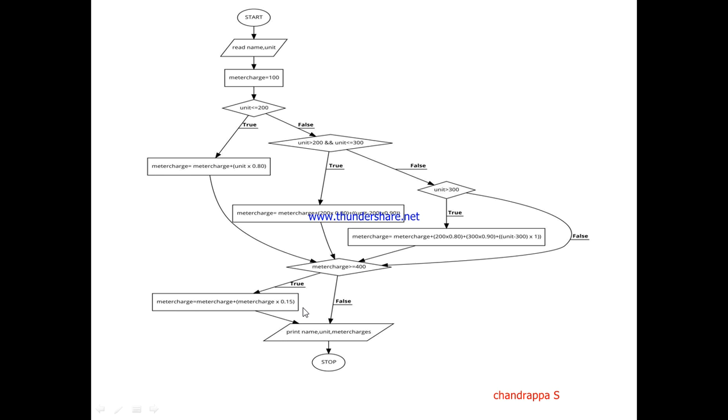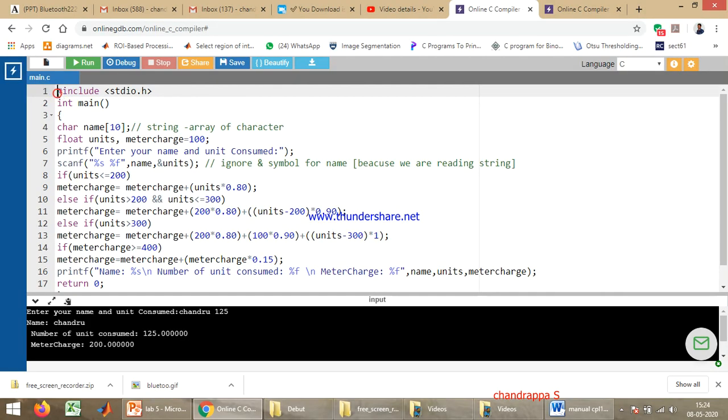Then at the end, print the name of the user, units consumed and electricity bill. Then stop the process. We'll see the program. First, declare variable name as an array of characters to store the username and initialize the size to 10.